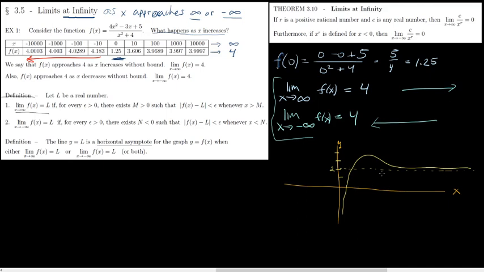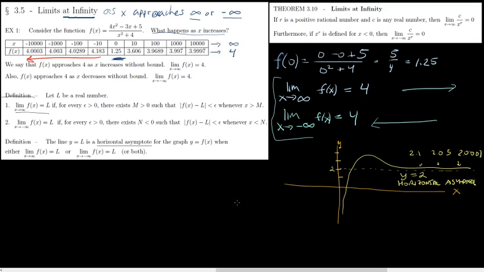So what we have is a graph where as x gets bigger, the y values get closer and closer to 2. Here it might be 2.1, here 2.05, here it might be even closer, 2.01, 2.0001, and you're just getting closer and closer to this horizontal line y equals 2. So what that means is the horizontal line y equals 2 is a horizontal asymptote.